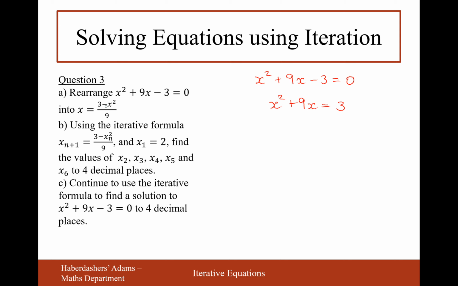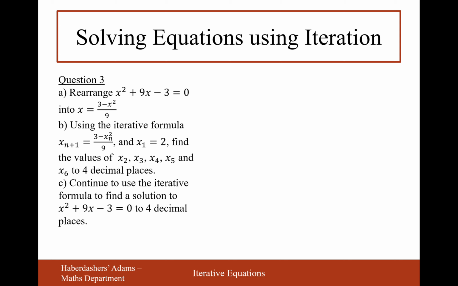The next thing I see is that it's the x squared that's next to the 3 here, so I need to now take away the x squared onto the other side. And then I've got to divide by 9, and that makes sense to divide this by 9 here. And there we are, that's the answer to part A of this question, the rearranging part of the question.